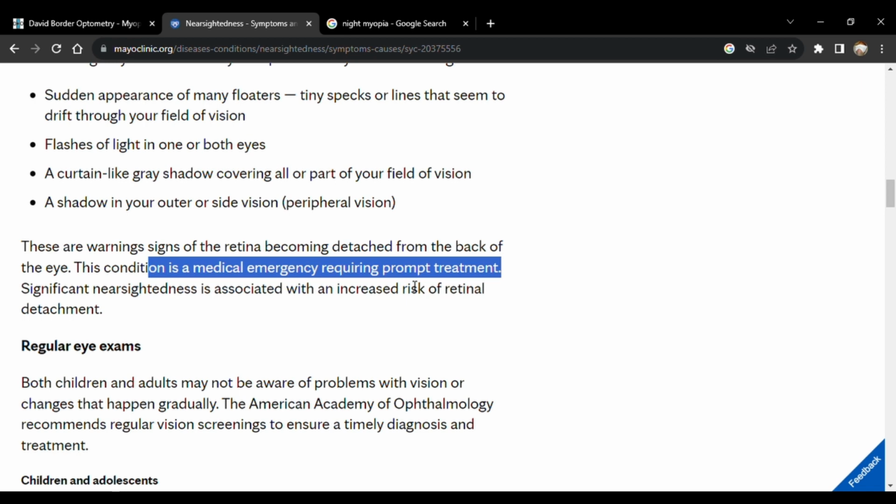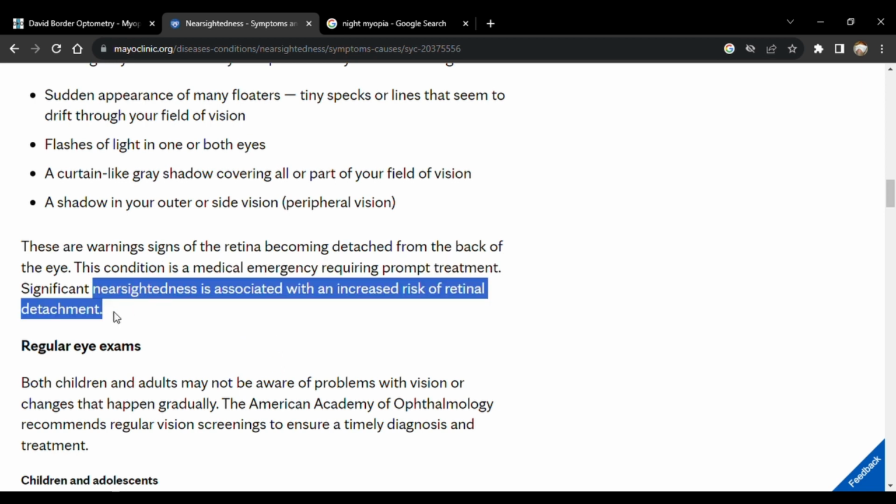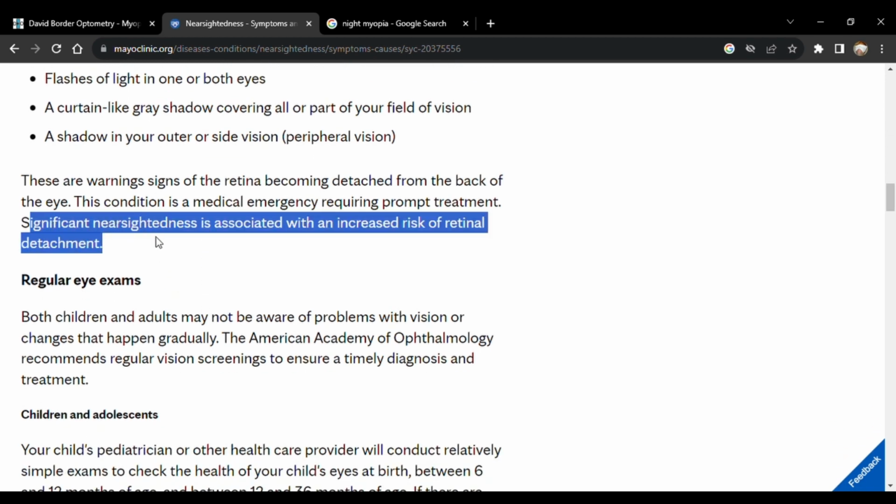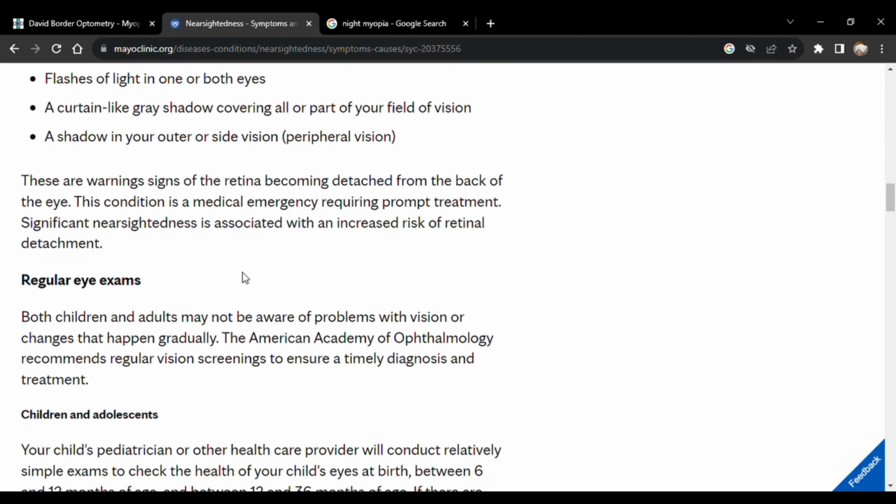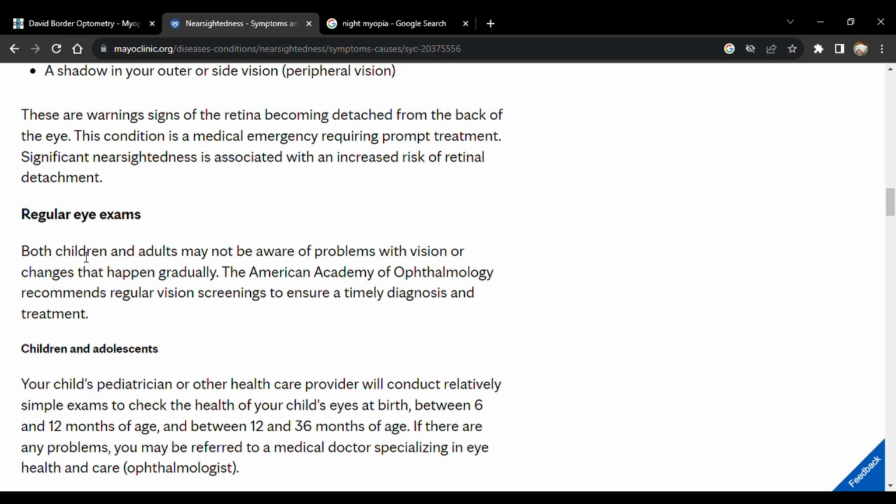So you can understand a little bit the doctor's concern for the patients with a lot of myopia and the sort of urgency to check things completely. Again, that's with high myopia. So, regular eye exams.